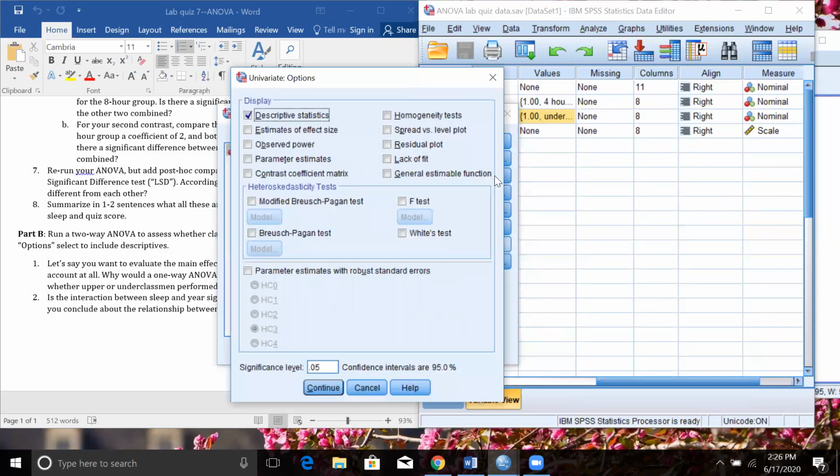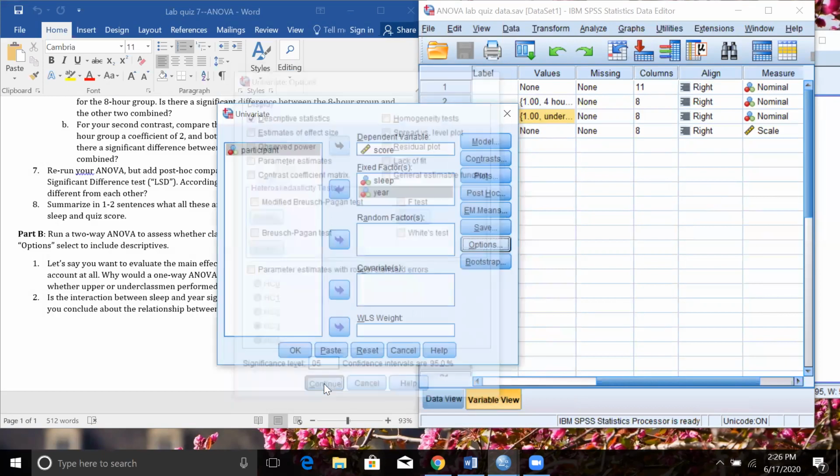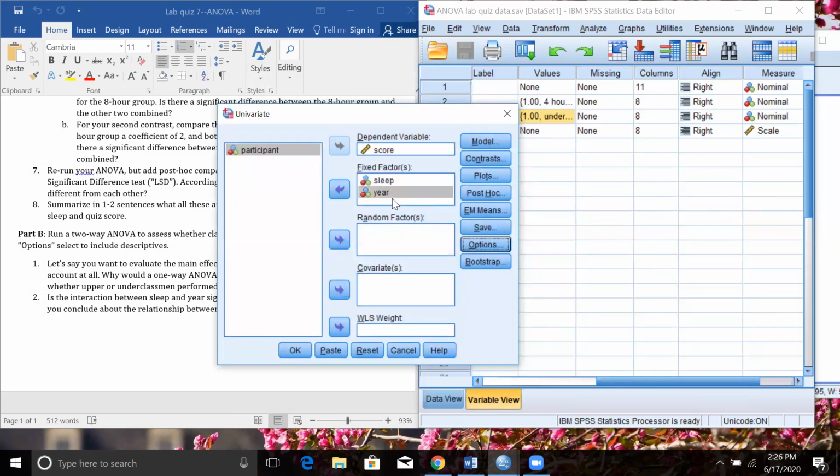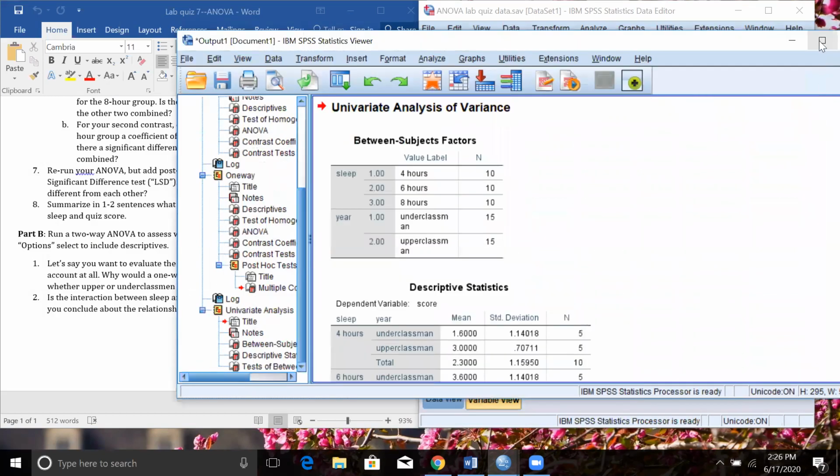So you're going to put sleep and year here in the fixed factor box, and you're going to put your DV, your quiz score, here in dependent variable. Again, you can elect for descriptive statistics if you want, so that you actually get the means broken down by sleep and year. And then you can run that analysis.